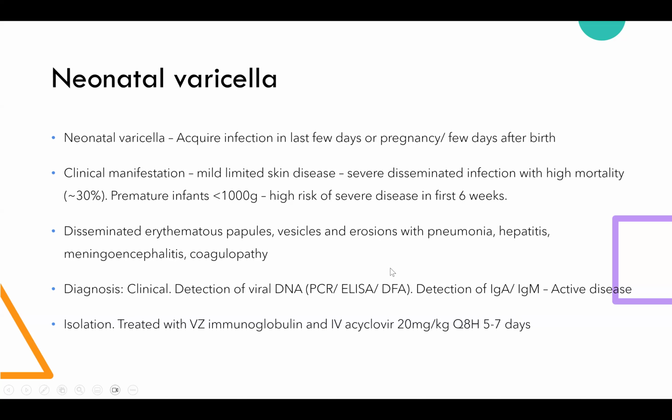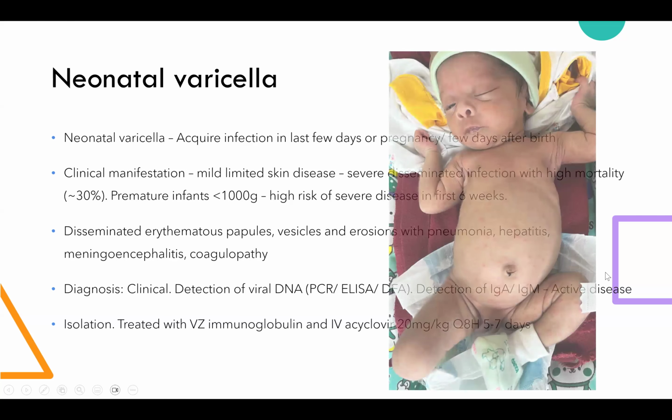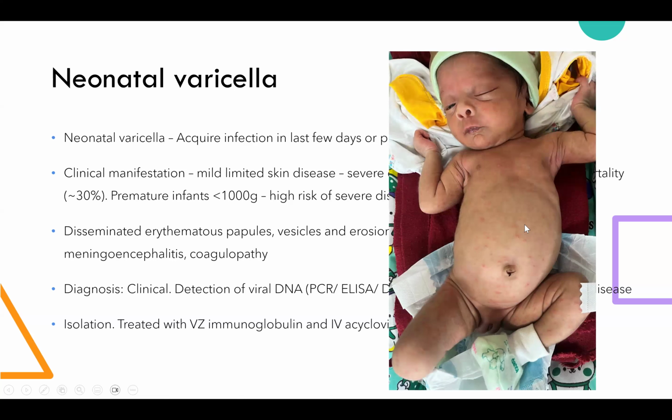Neonatal varicella usually needs treatment, and it is treated with varicella zoster immunoglobulin. Immunoglobulin should be given along with IV acyclovir 20 milligram per kg every 8 hourly for 5 to 7 days. So this is one of our babies who was born to a mother with chickenpox. This baby was a very low birth weight baby, presenting with skin lesions at almost 12 days postnatal. This baby required IV acyclovir and was discharged in a good condition.